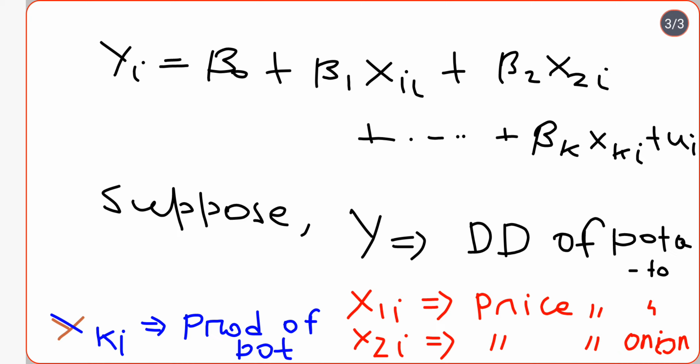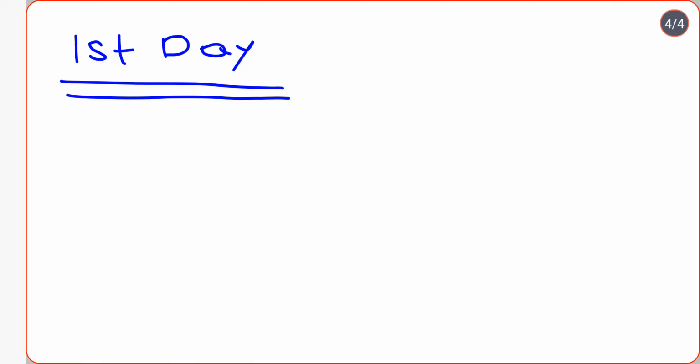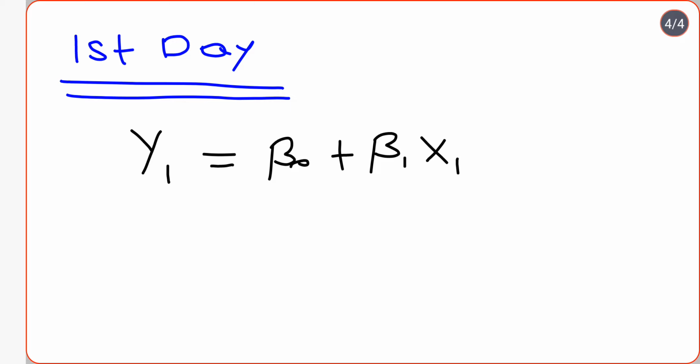Now basically on the first day, suppose I am sending my researcher to collect the data from the market. So when he reaches the market on the first day, the data that he receives is basically like this. So it is y1, that means the demand of the potato on the first day, equals beta 0 plus beta 1 x11. What is x11? It is the price of the potato on the first day.